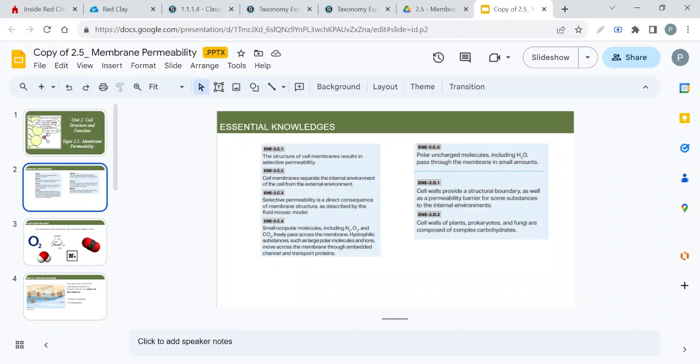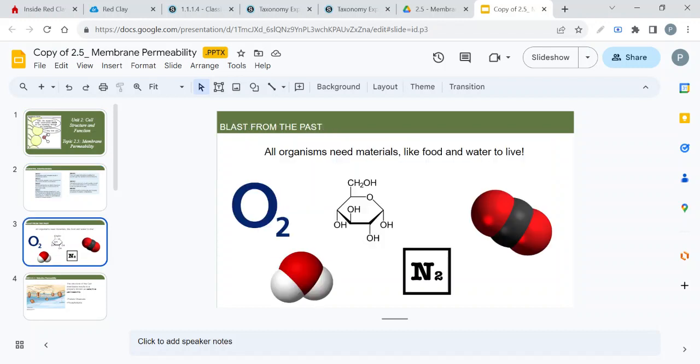If you take a look at these essential knowledges, it basically tells you what can go through on one side and the other. We'll explain why, and we'll draw some pictures so you can see. We're also going to talk a little bit about cell walls. Cell walls kind of throw people off because it still works as a boundary, but it's not a phospholipid bilayer. It's a carbohydrate layer. So what does that look like?